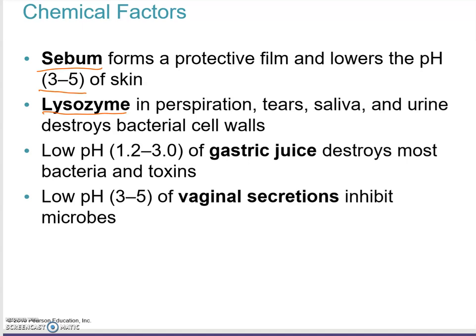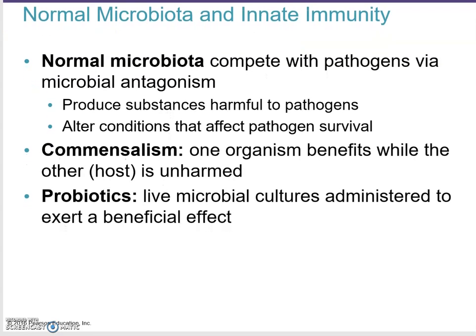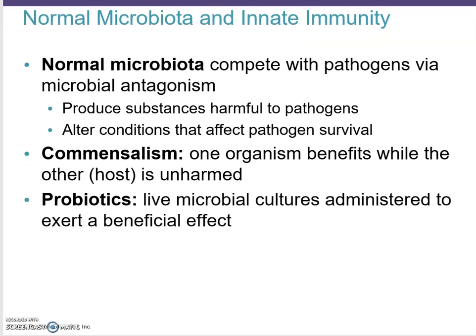And then the low pH in your stomach, the gastric juices, very low pH, right around pH 2, that would destroy most bacteria and toxins. And then the low pH of vaginal secretions, somewhere around pH 4, also inhibits microbial growth. Now, a really great defense is actually your normal microbiota.